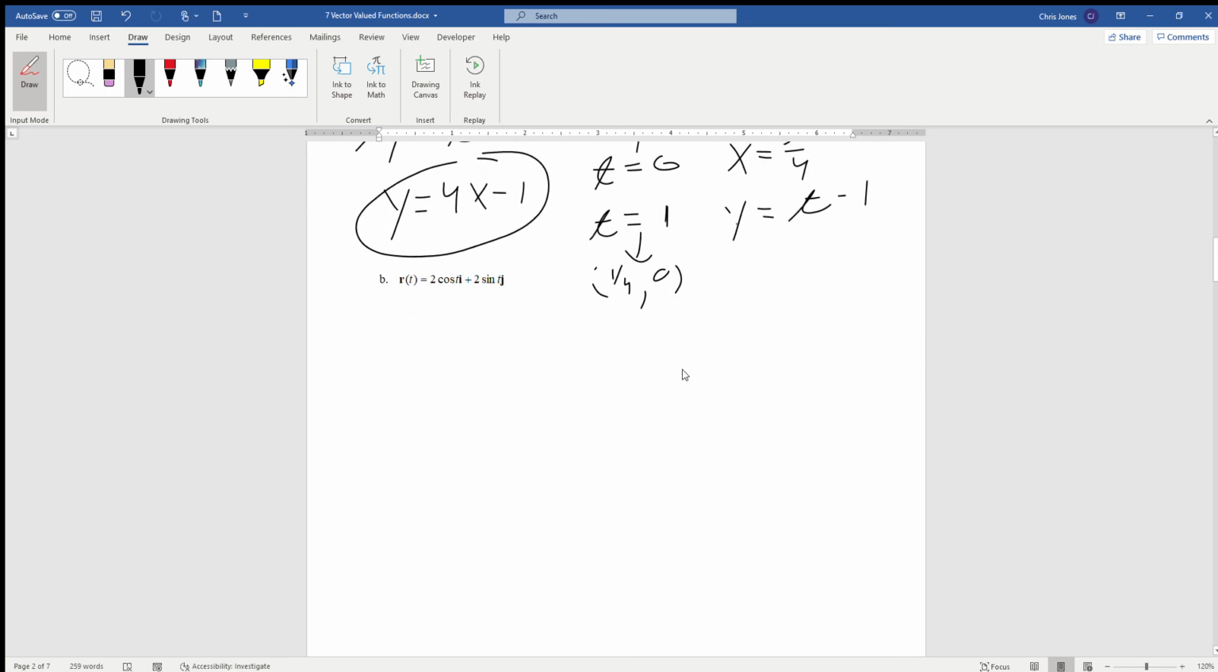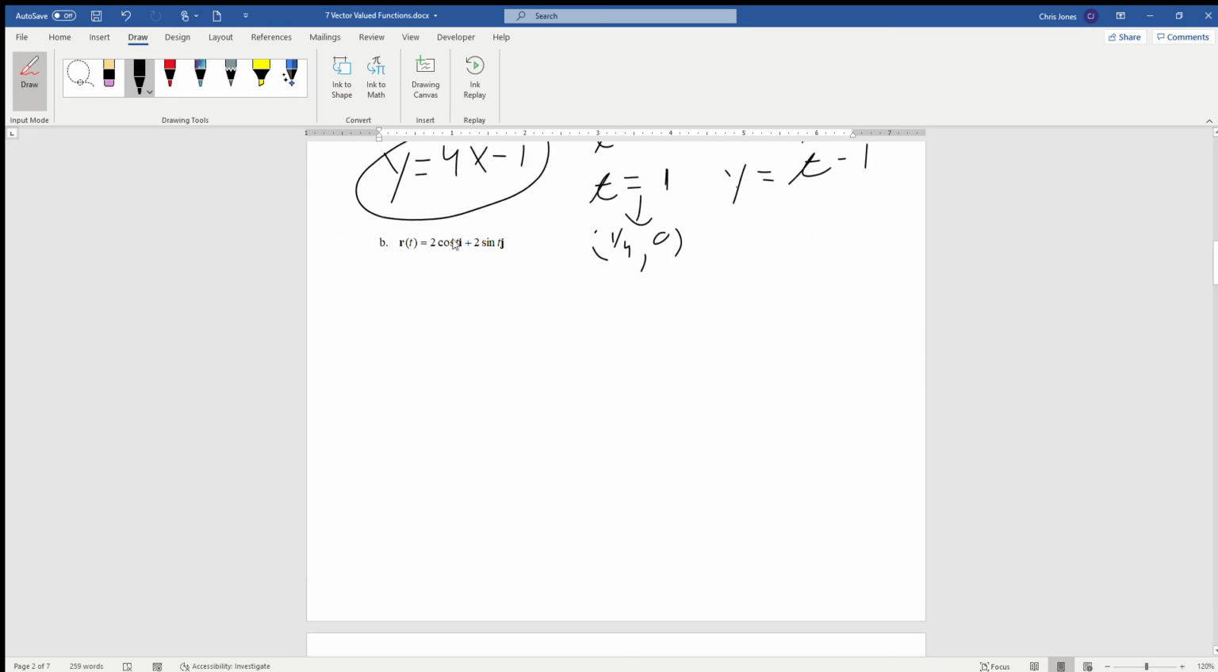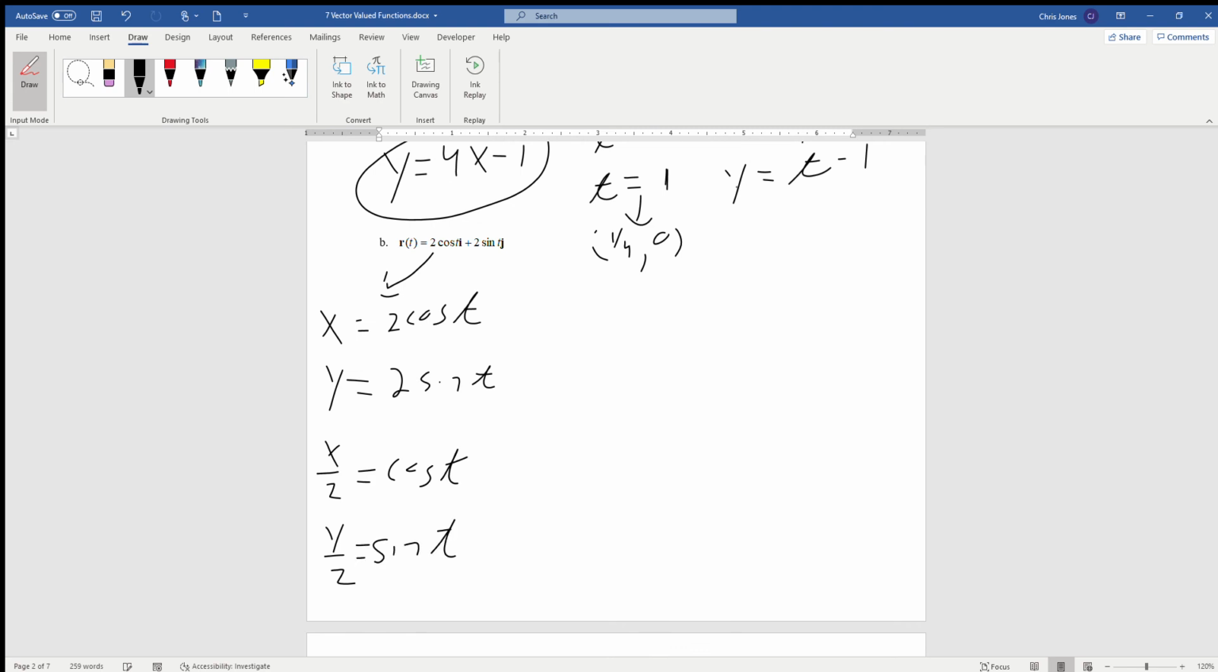So letter B is a little bit sneaky. We have this 2 cos t, 2 sine t. Here's how we're going to do this. Just like we did before, we're going to say x equals 2 cos t, y equals 2 sine t. We could divide those both by 2, and we would end up with cos t and sine t. And we saw this trick in a previous video, where you can add the functions together after you've squared them, because you have a cos squared and a sine squared, which gives you that Pythagorean relationship.